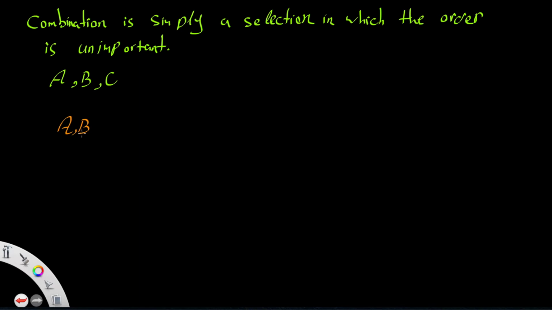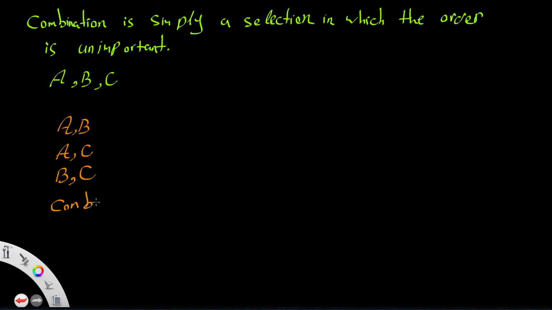So a team can have members A and B, or another team including members A and C, or another team including members B and C. So there are three possible two-member teams that can be made from these three people. In this example, we wanted to count how many possible ways there are to select two objects out of three objects.